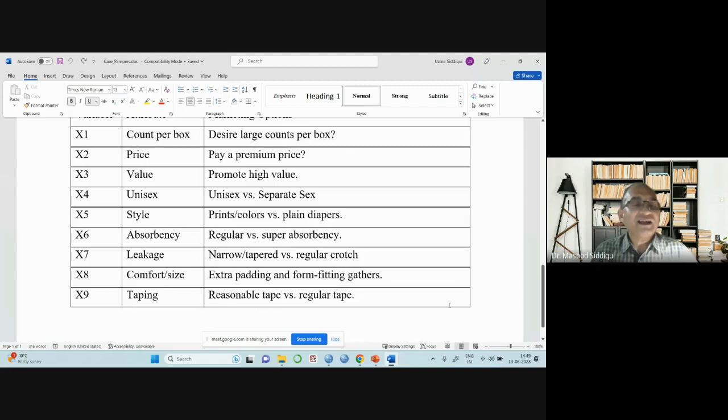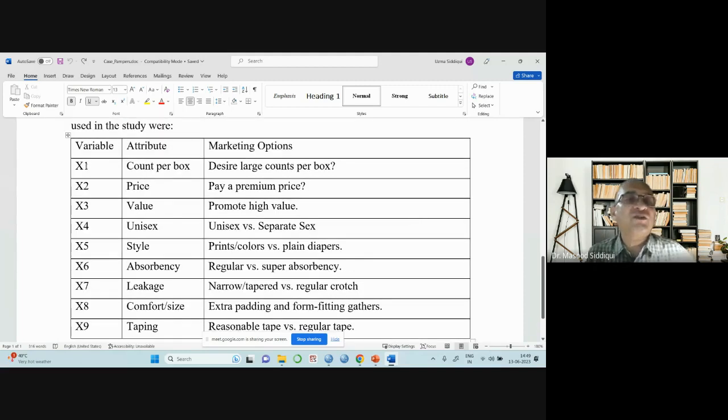So these are the 9 diaper attributes. They are in front of you. The first one is the count per box. The second one is the price. The third one is the value, and so on. And the last one is taping. And mothers were asked to rate these diapers on a scale of 1 to 7, where 1 means they are not liking, not preferring, and 7 means they are liking. So this is the case that we are going to use for this discussion. So any question up to this point?